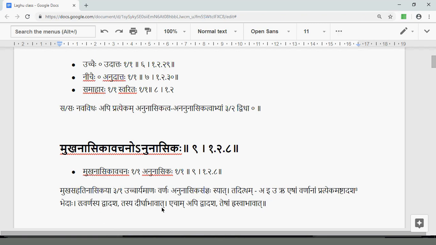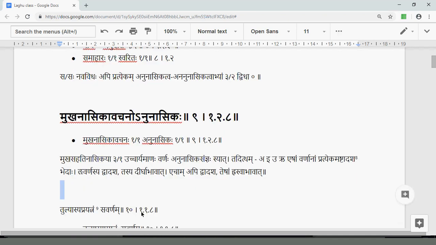Ru varnasya dvadasha, tasya dirgha abhavat. Ru does not have dirgha, but it has a pluta. So there is a hraswa and pluta, thereby there will be only 12. Each of them will have udatta, anudatta and swarita bheda, thereby they will become 6, and then 6 into 2 because nasalized and non-nasalized, thereby you will get 12. Similarly, there will be dvadasha for lru. Lru will also be dvadasha. E, o, ai and au will also be 12 because there is no hraswa for them.